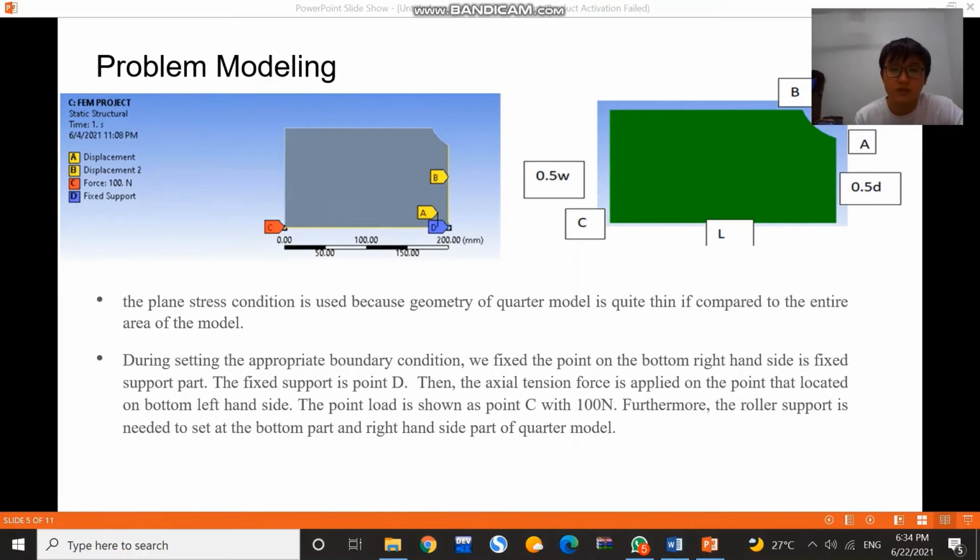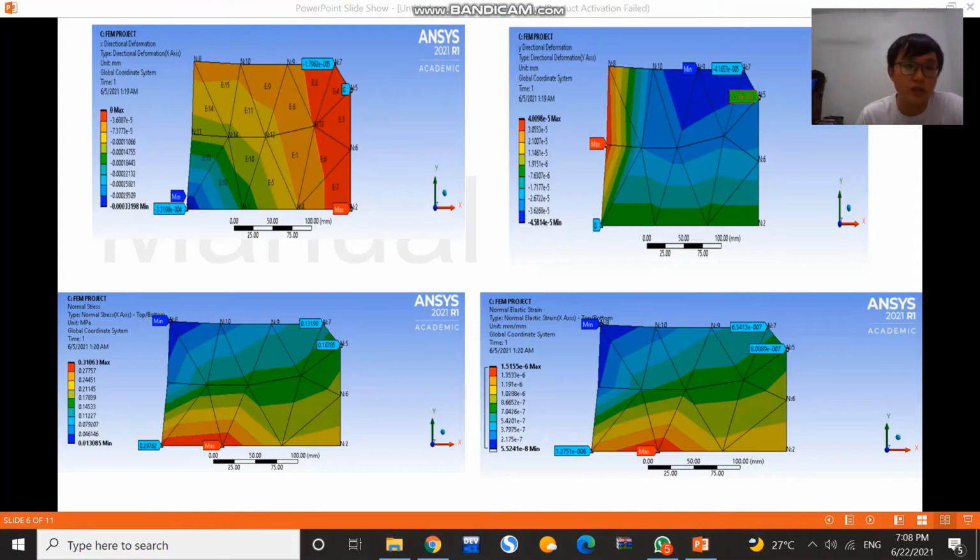Next, this is the 15 element ANSYS analysis result. This one is the result for the x directional deformation. The minimum x directional deformation is here, and the maximum x directional deformation is here. The results of the x directional deformation for point A, point B, and point C are here. The result will be shown in the table on the next slide.